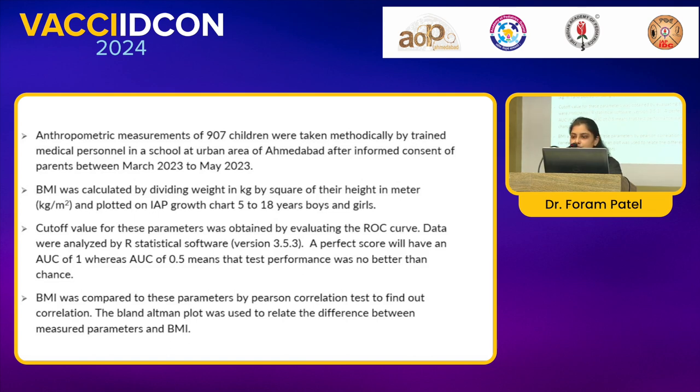The cutoff values for identifying these parameters were obtained by ROC curve, and the area under the curve was plotted. BMI was compared to these parameters.